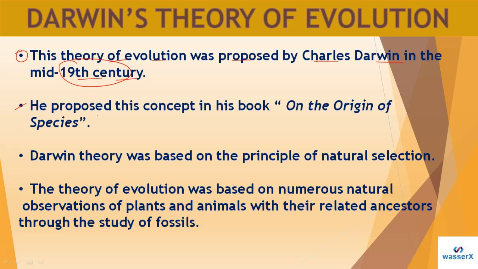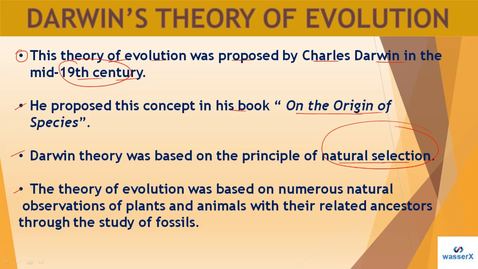He proposed this concept in his famous book, the book named On the Origin of Species, right? Darwin's theory was based on the principle of natural selection. That's very important, so don't forget it. Darwin was basically a naturalist kind of scientist and a biologist, of course, and his theory was based on the principle of natural selection.